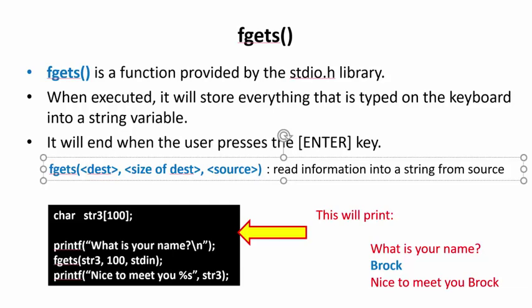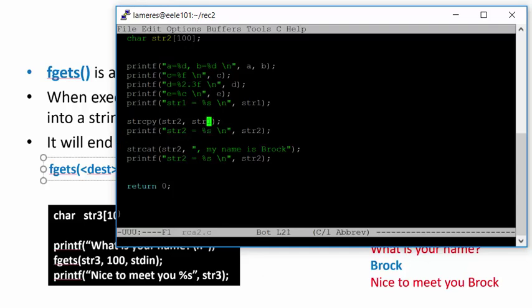I'm going to bring up Emacs. Let's get a new string here. Let's go char string 3. Make it 100 again because it's huge. And then let's come down here, and I'm going to say printf, what is your name? Line return. And then I'm going to go fgets, and I'm going to say put whatever this person types into string 3. String 3 happens to be 100 long, 100 elements, and take it from standard in. Okay, and I did it.